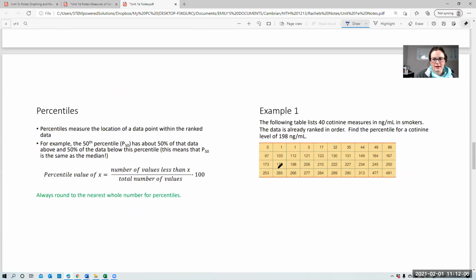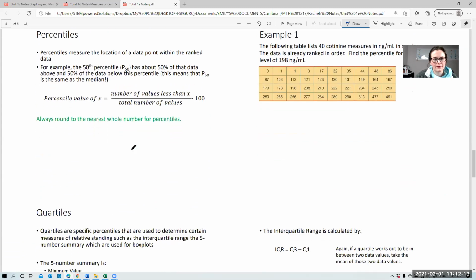Okay, so percentiles. Percentiles measure the location of a data point within the ranked data. For example, the 50th percentile, P50, has about 50% of the data above and 50% of the data below it. This means that P50 is the same as the median. The percentile value of X equals the number of values less than X divided by the total number of values, times 100. Always round to the nearest whole number.